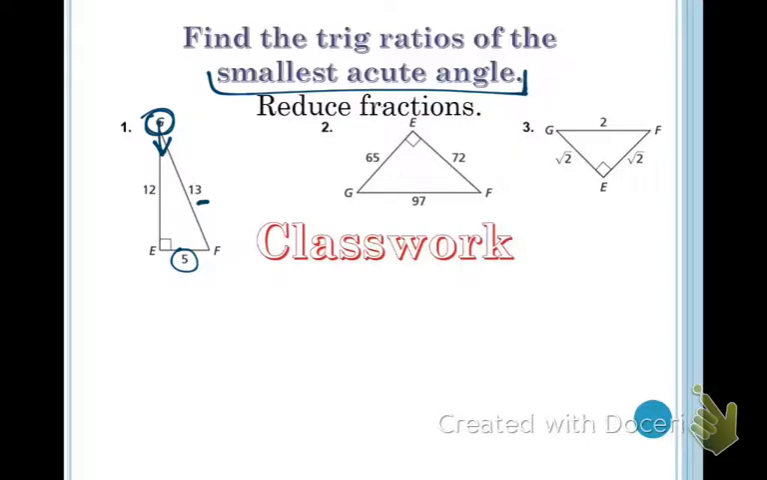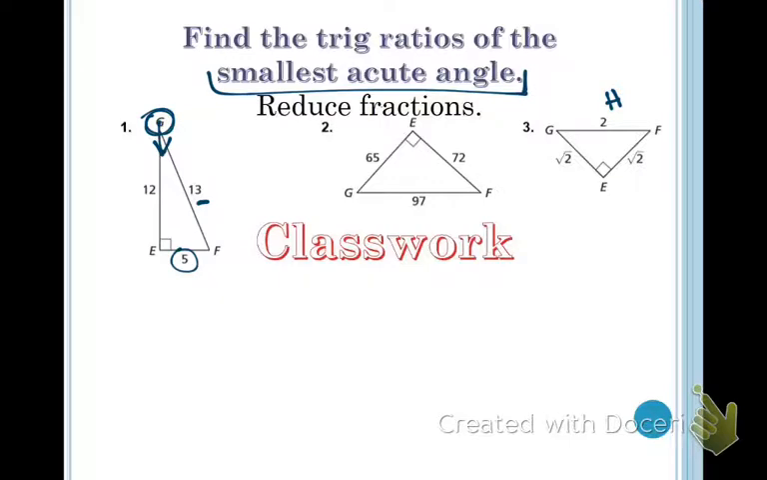On number 2, what's the smallest side on this right triangle? 65. Okay, so you come from the angle that is directly across from it because 65 is the smallest side. Angle F will be the smallest angle. This one is a little different on number 3. Which is the hypotenuse? 2. Okay. The other legs, they're the same. Square root of 2 and the square root of 2.